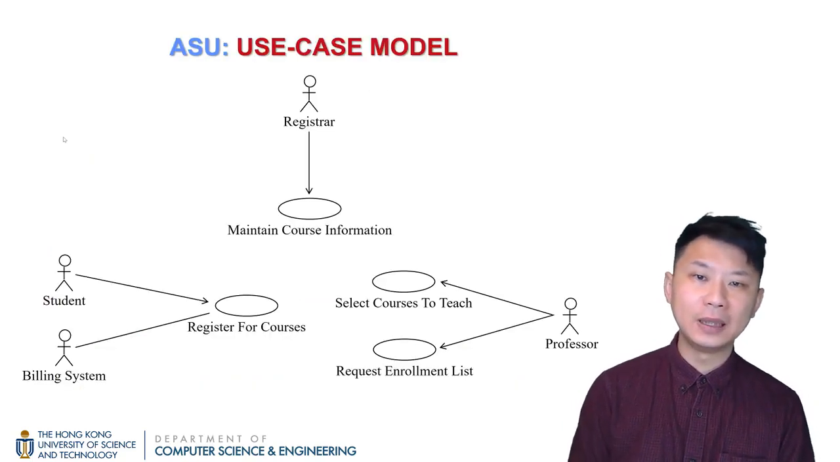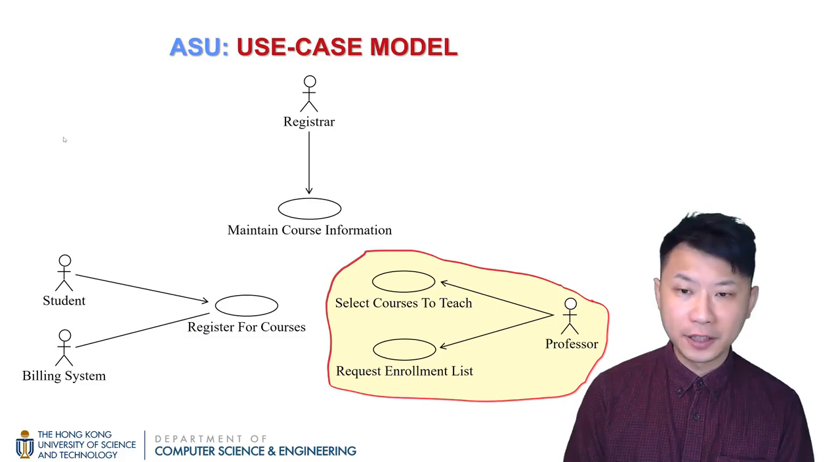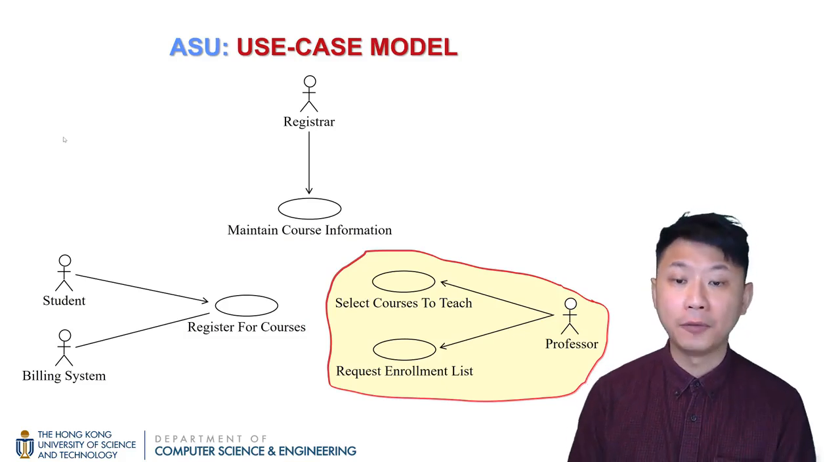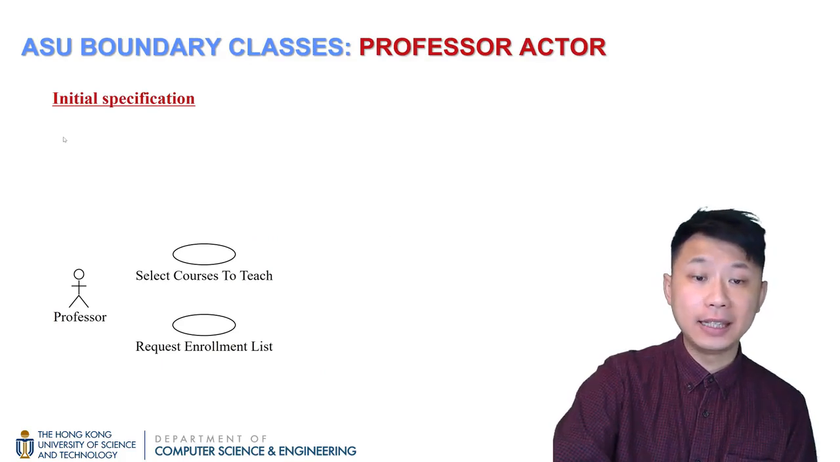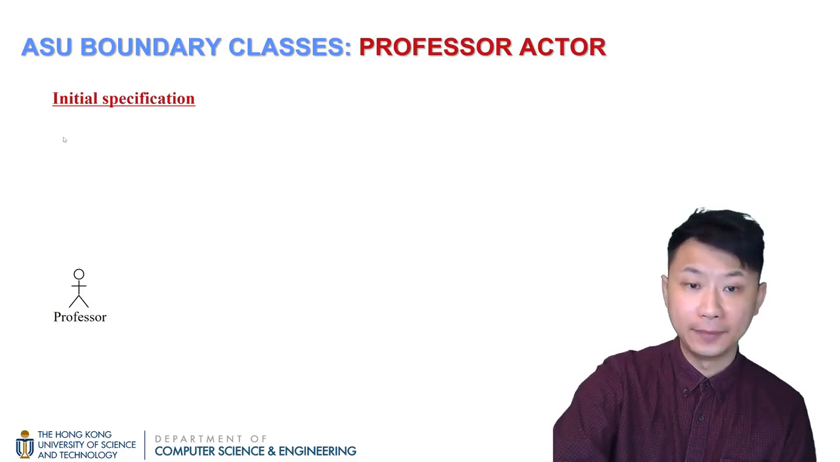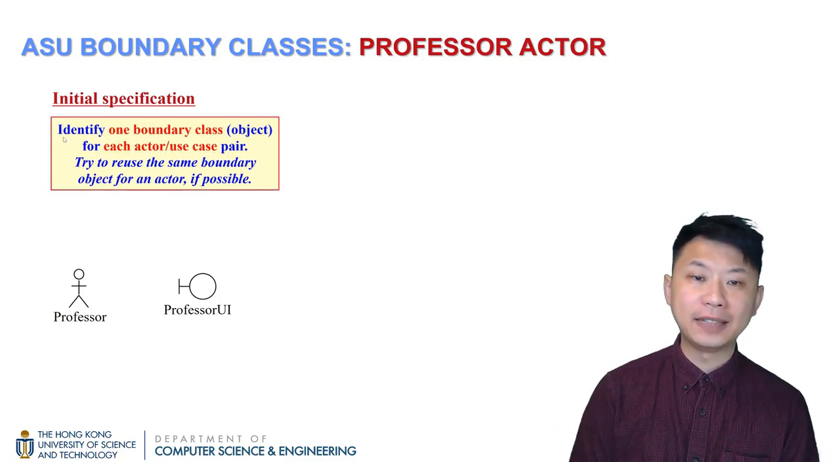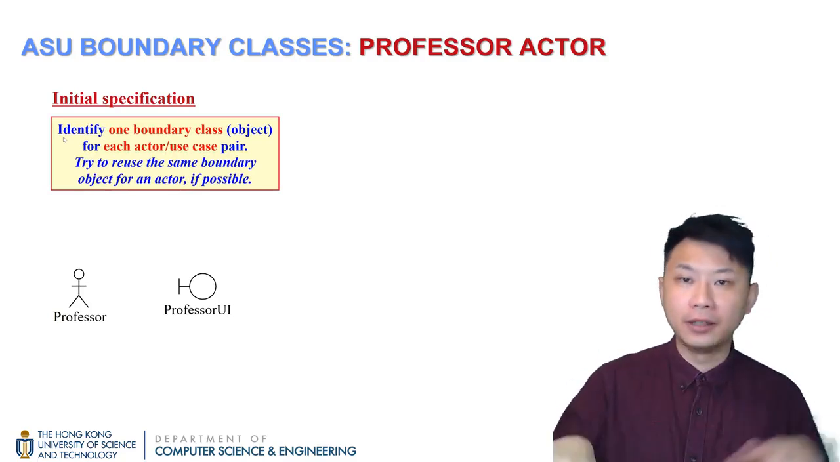So now let's take a look at this example use case model for the ASU course registration system. And we focus on the functionalities that a professor can perform on the system. So from the use case diagram, we know that we need some professor UI for the professor to select courses to teach and also request enrollment information. So now that means we need a boundary class, professor UI, for the professor to do something on the system.